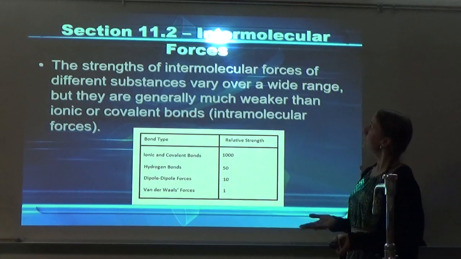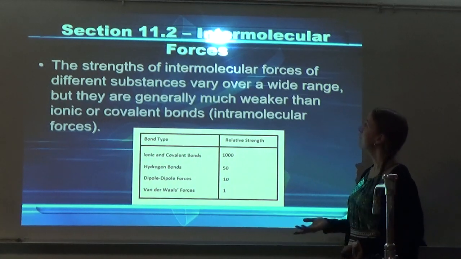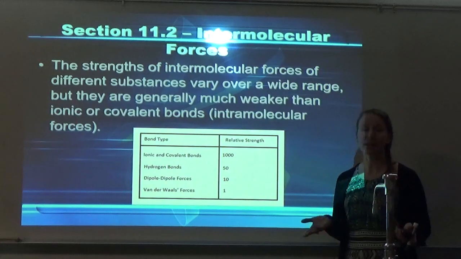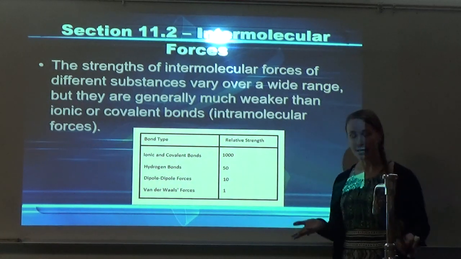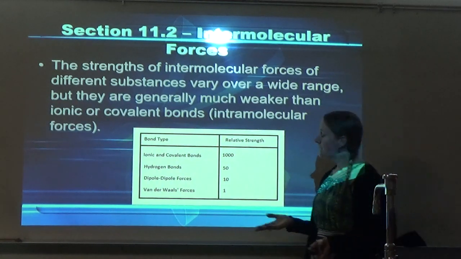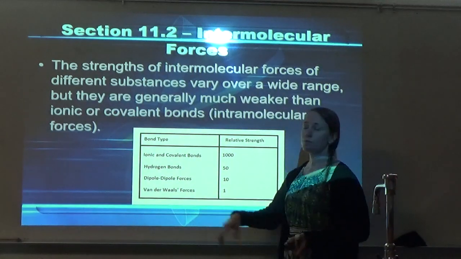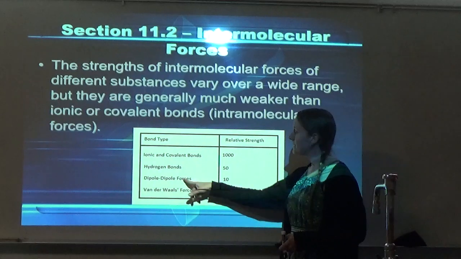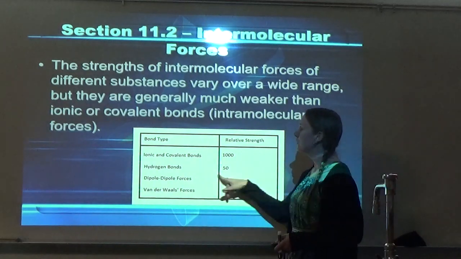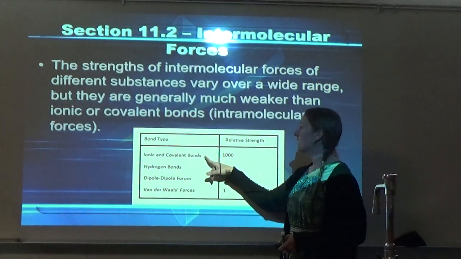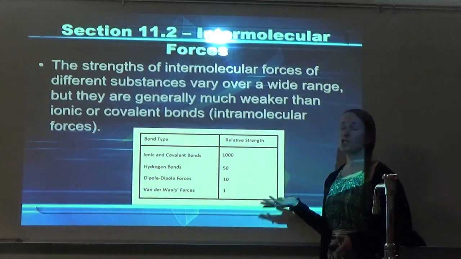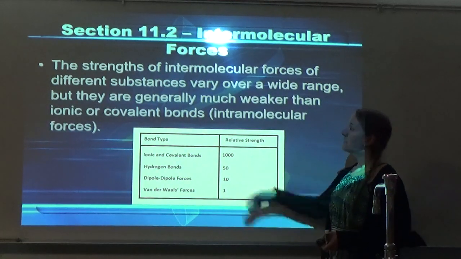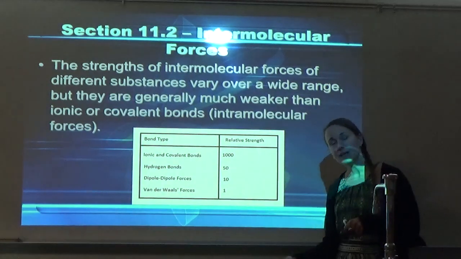The strengths of intermolecular forces of different substances vary over a wide range, but they are generally much weaker than ionic or covalent bonds, which are intramolecular forces. Okay, so it says van der Waals forces, or what we'll talk about, London dispersion forces. They have a relative strength of 1, dipole-dipole is 10, hydrogen bonding is 50, ionic and covalent bonds relative strength tends to be 1,000.